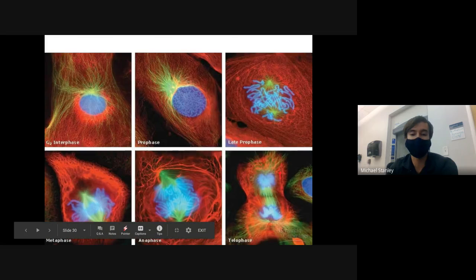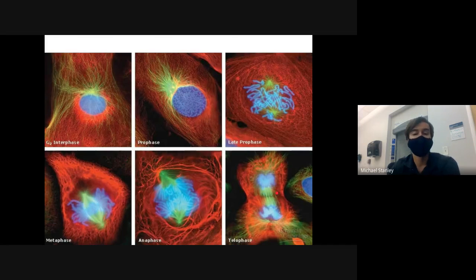And then telophase is where we start to reform that nucleus, and we start the process of fully separating the cells apart from each other. And then again, cytokinesis will be when the cells fully separate and become two new identical daughter cells.